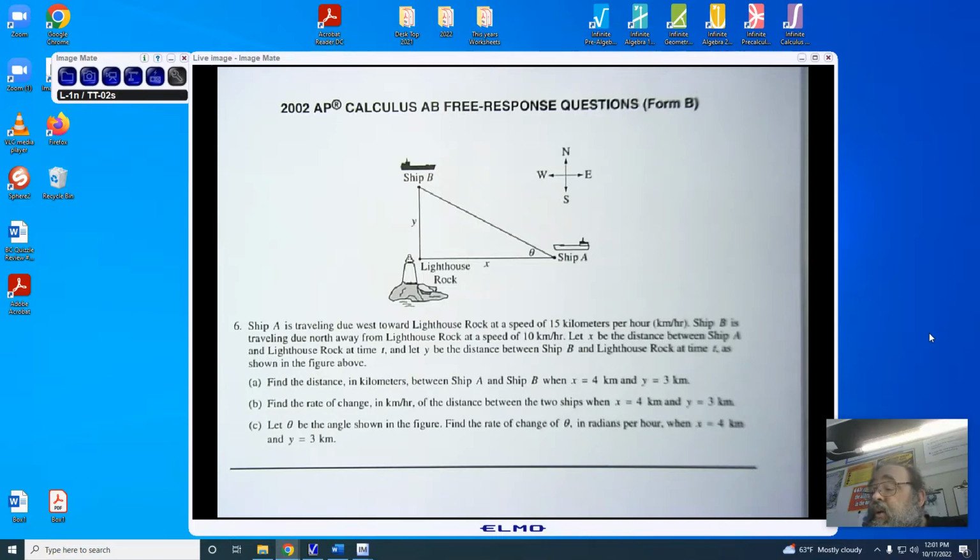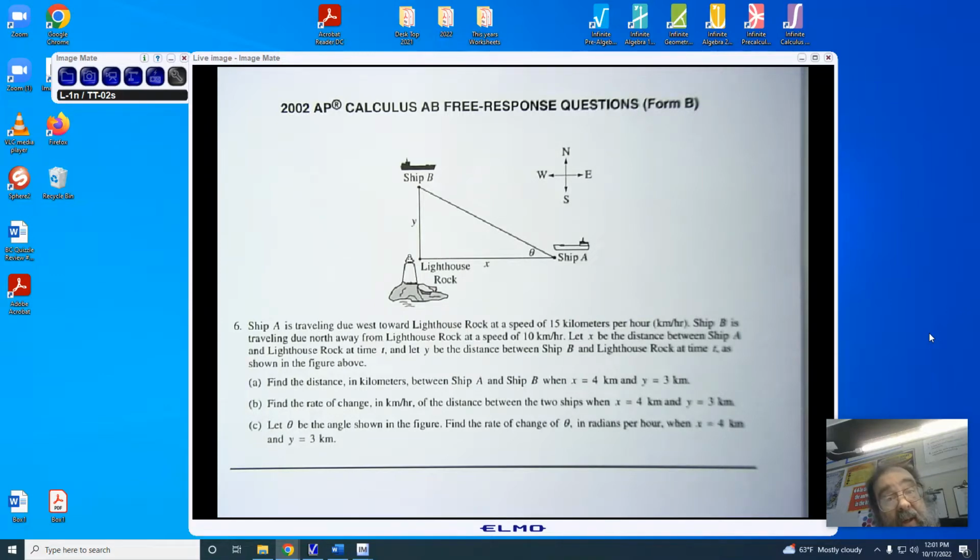A ship is traveling due west towards the lighthouse rock at a speed of. Notice they use the word speed. Now we already know that speed is the absolute value of velocity, so the sign has disappeared. And for us, we have to know what that sign is in order for us to work with related rates.